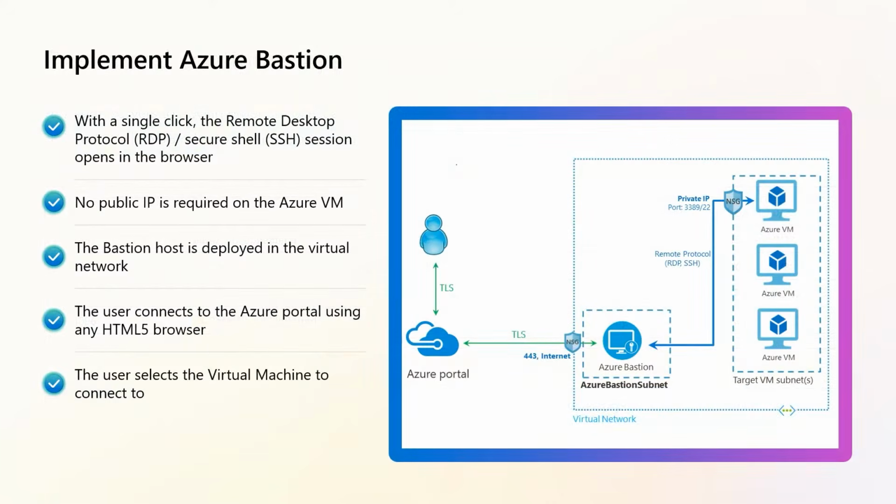Now let's talk about VMs and access. Azure Bastion provides secure RDP and SSH access to your VMs directly through the browser without needing a public IP on the VM. It is a fully managed platform as a service deployed in your VNet. For the exam, it's important to know the deployment architecture. Bastion sits in the VNet. You connect through any HTML5 browser, and the connection happens over TLS. No public IP exposure means a much smaller attack surface.